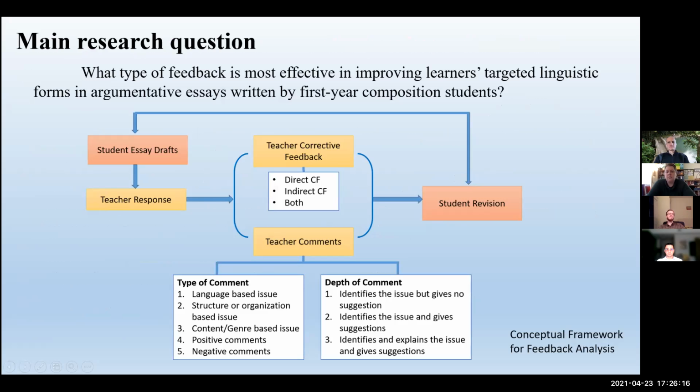So in our study, the main research question is, what type of feedback is more effective in improving learners' target linguistic form in argumentative essays? And this is the conceptual framework for feedback analysis. To be specific, this research focuses on the form of teachers' corrective feedback and teachers' comments. Corrective feedback includes error correction. Teachers' comments consist of marginal comments, overall comments, and suggestions for improvement.